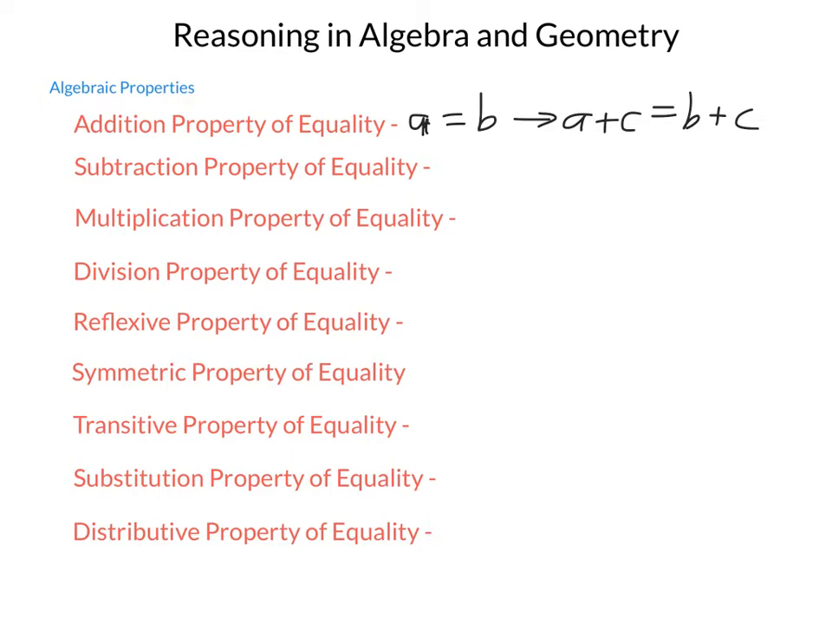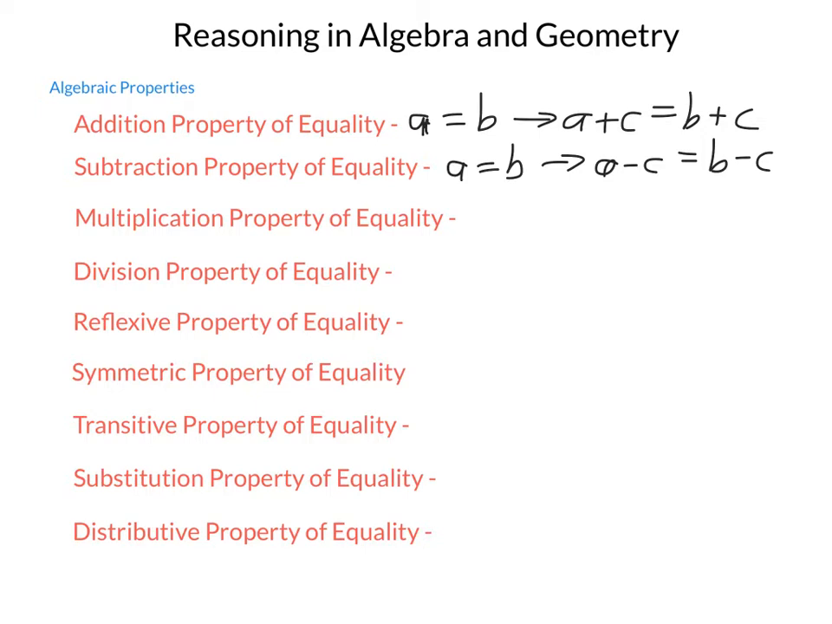Subtraction property of equality. If A equals B, then A minus C equals B minus C. Whatever you subtract from one side of an equal sign, you have to subtract from the other. Now we use these properties when we are solving equations. If I see addition and I need to get rid of it, I use subtraction to do so. And if I see subtraction and need to get rid of it, I use addition to do so. So they're balanced in that manner.